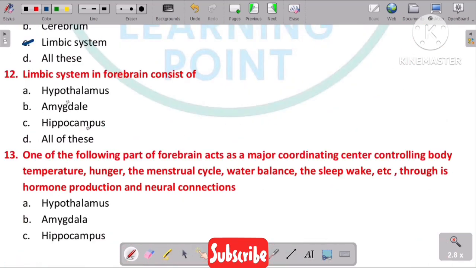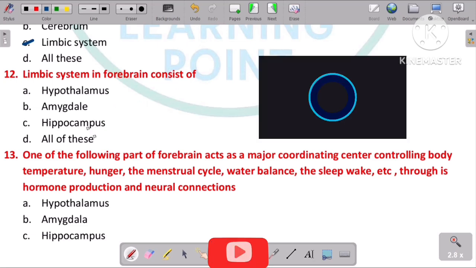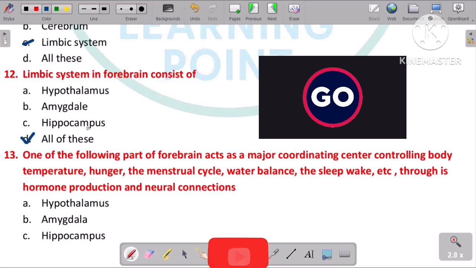So the next question is: the limbic system is part of the forebrain, and the forebrain consists of. So the options are. So the right option is option D, all of these.